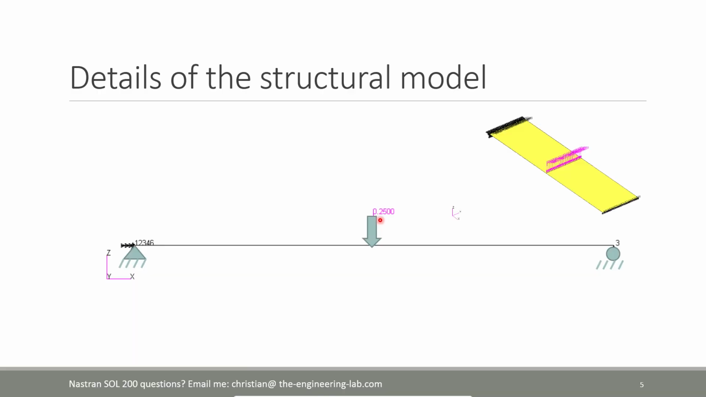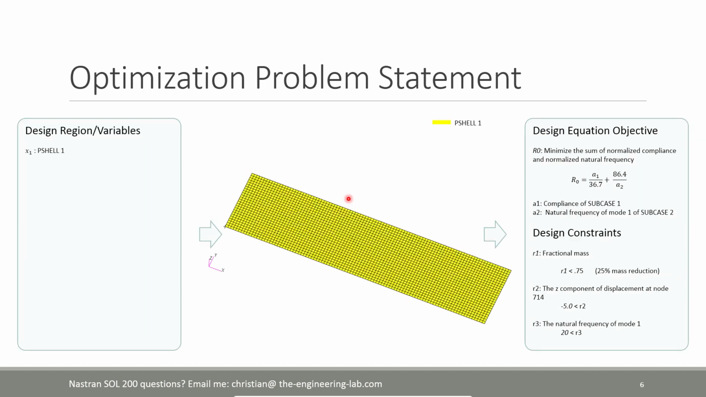So now let's quickly go over the structural model in more detail. Like I said earlier in the video, this is a very simple plate. It's simply supported on edge 1 and on the opposing edge. We have a running load at the midspan of this plate.